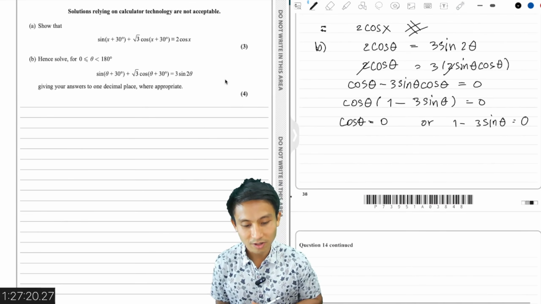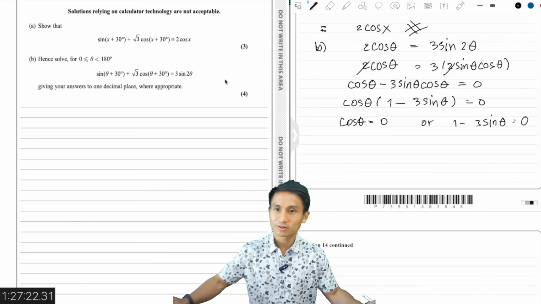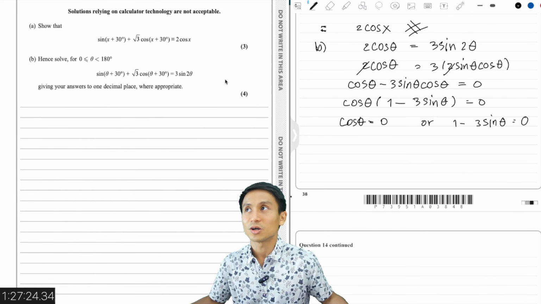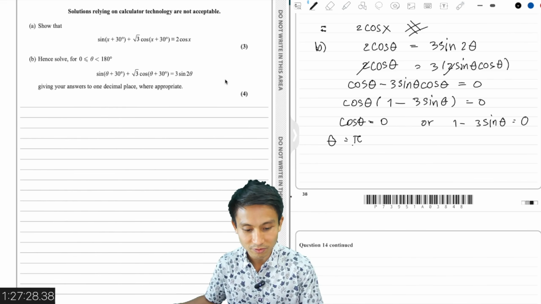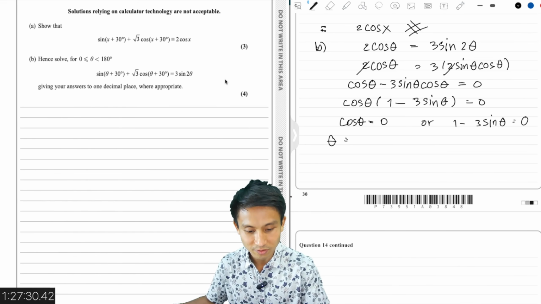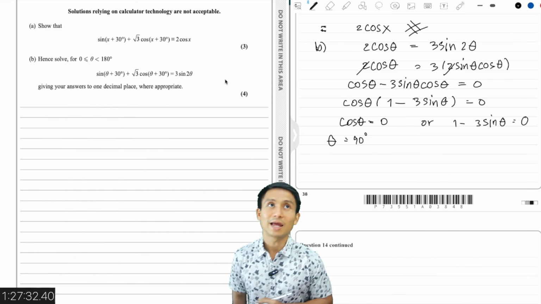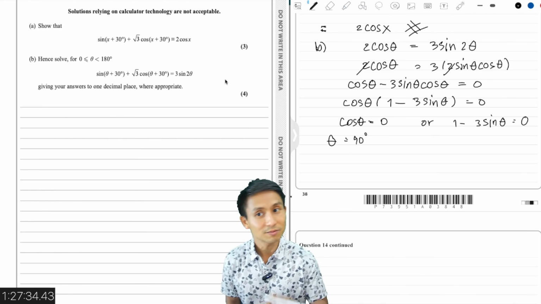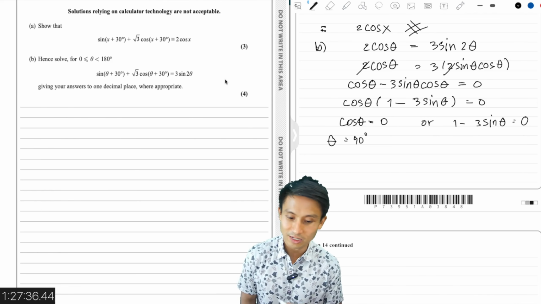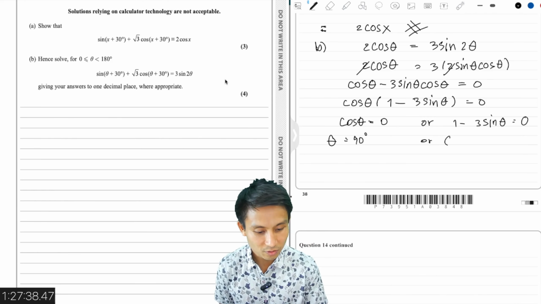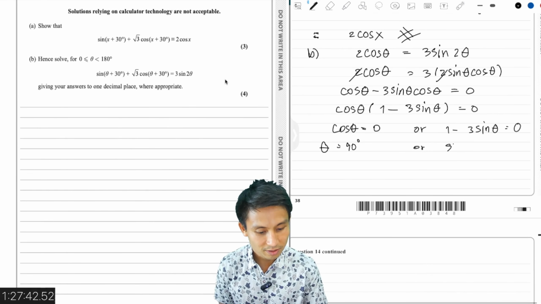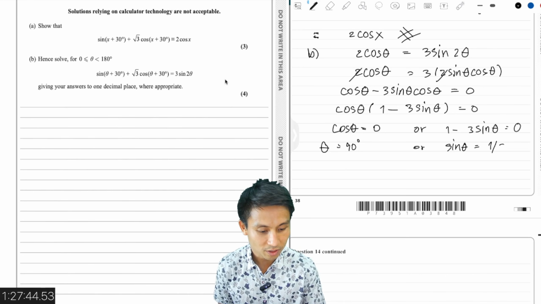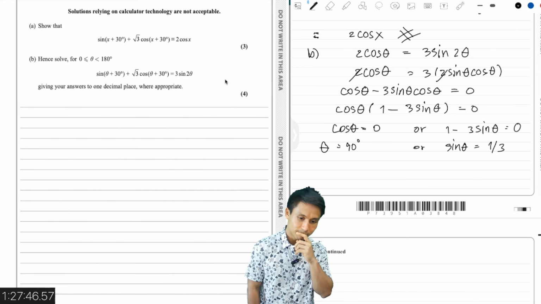So for cos theta equals 0, so cos of what angle equals 0? Pi over 2, right? So for this one equal pi over 2. Well, we do in degrees, so it's 90 degrees. And then it could also be 270, but that's out of the range, so we're just going to take one value here. And this one, or theta equals, well, hang on. Let's just do sine theta equals 1/3, like that.